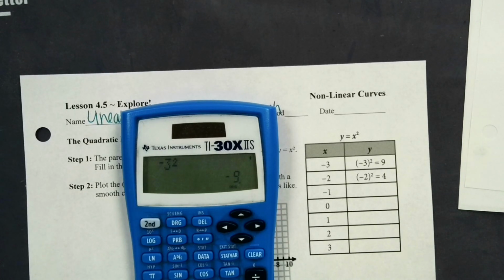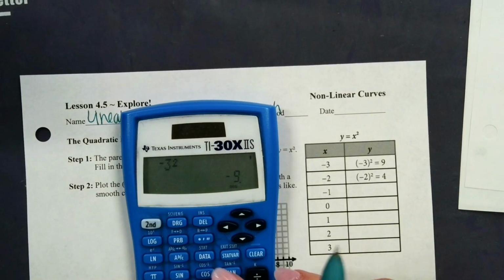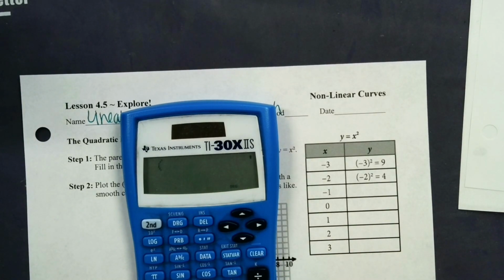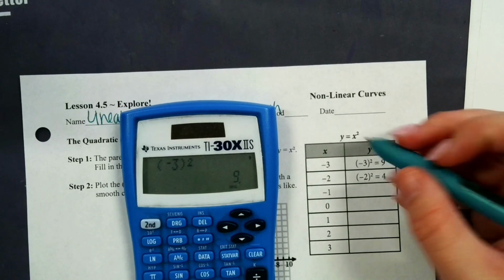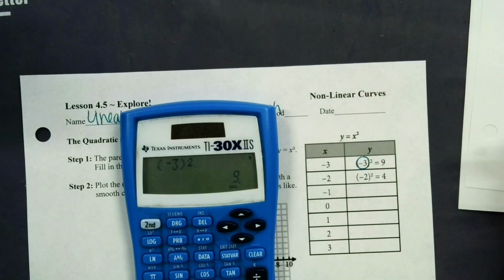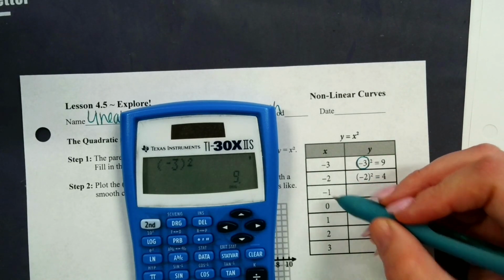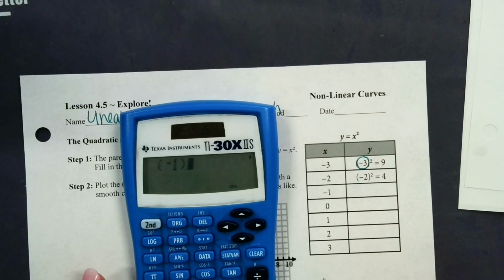When you are multiplying the base as a negative, you need to make sure you put that base in parentheses. So parentheses -3, end parenthesis, then square it. When you do that, what do you get? 9. So anytime this base right here is a negative, you need to put it in parentheses. So if we jump down to -1, we put -1 in parentheses and then hit square. What do you get? 1.